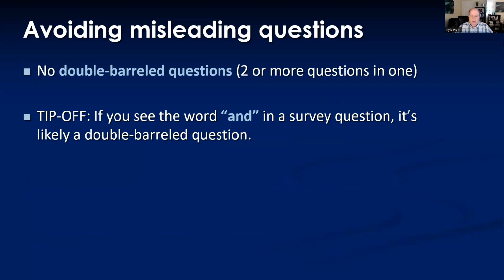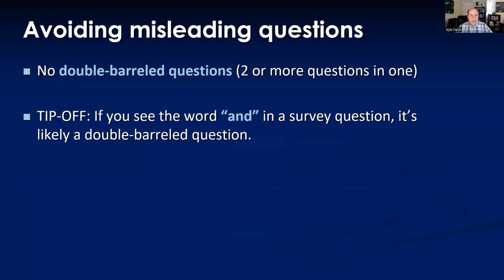And remember that the tip-off is if you see the word "and." If you find yourself writing a survey question and you find yourself wanting to use the word "and," stop and ask yourself, is this a double-barreled question? And if it is, see if you can split it up into two separate questions.